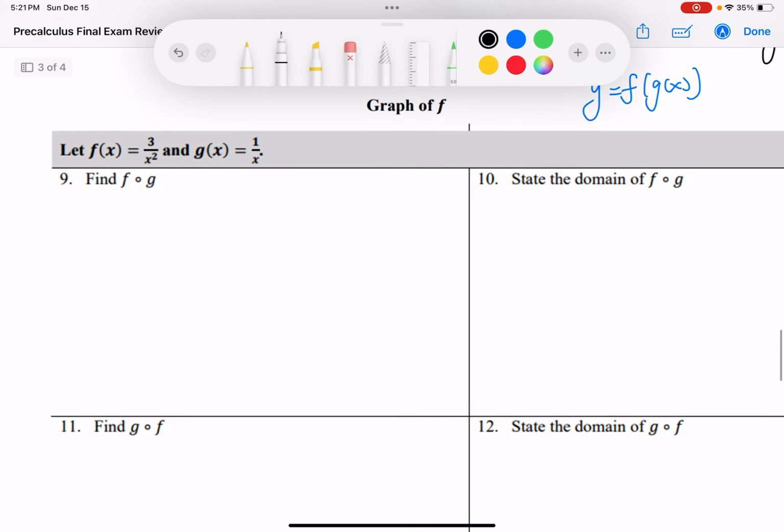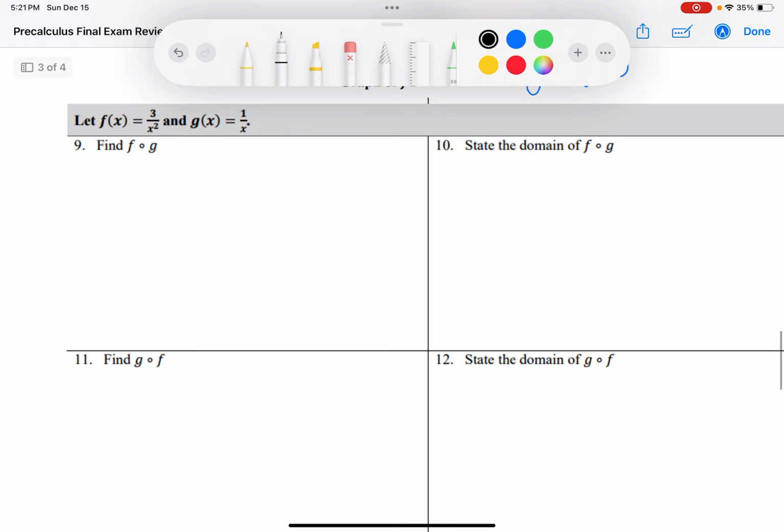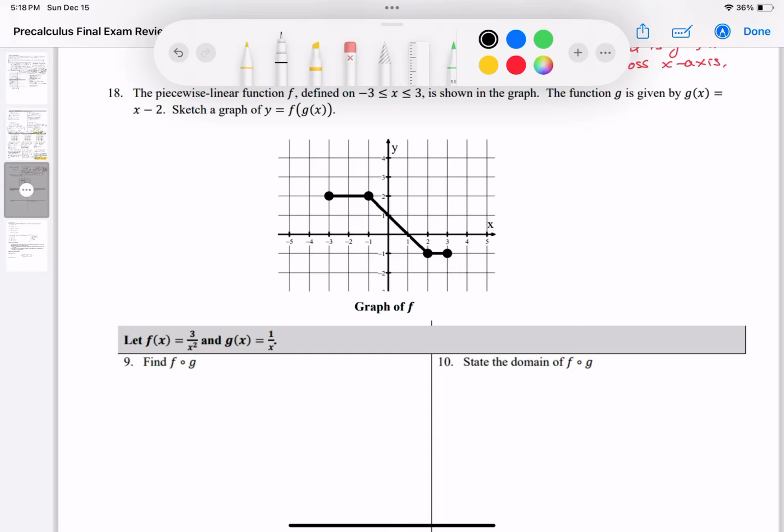Now, we have two rational functions. f of x equals 3 divided by x squared, and g of x equals 1 over x. I want to find the composition of f of g, state its domain, find the composition of g of f, and then state its domain.